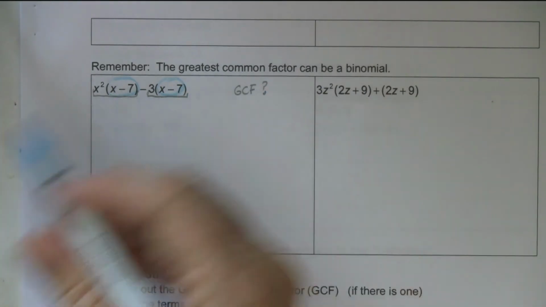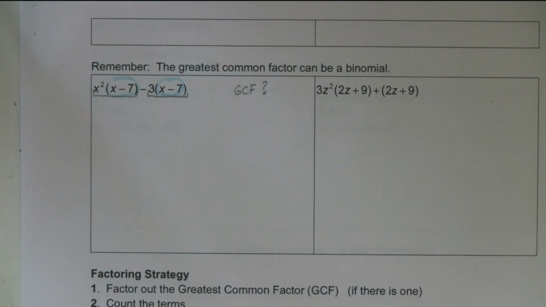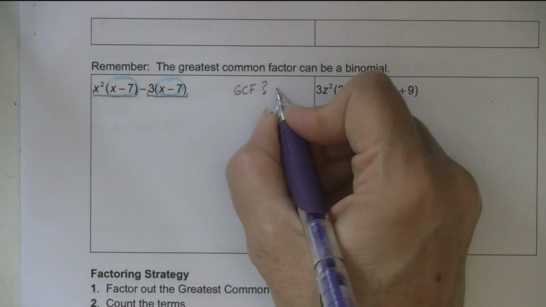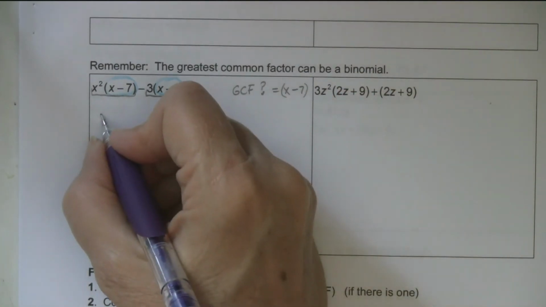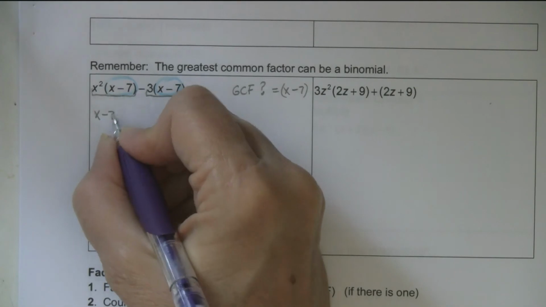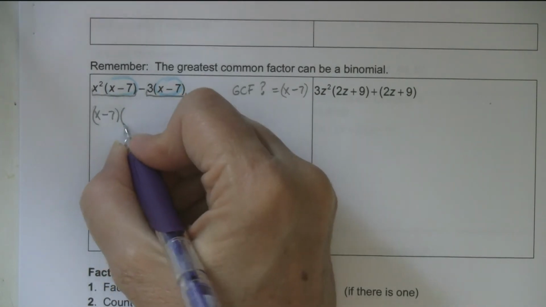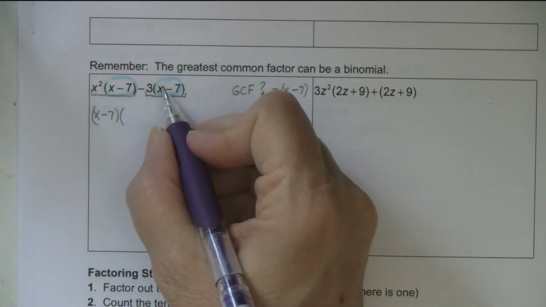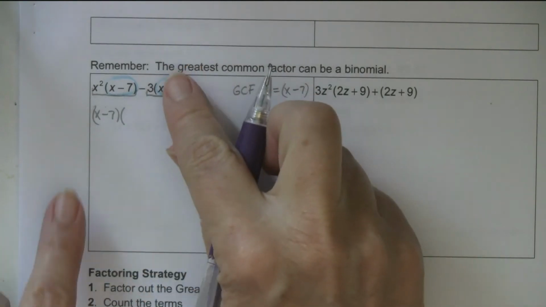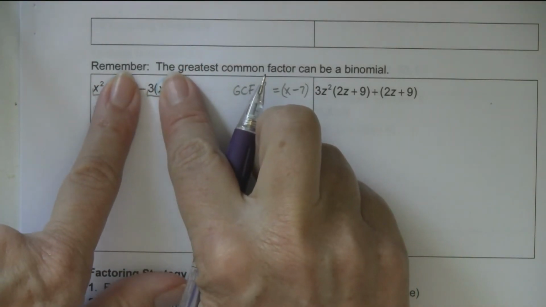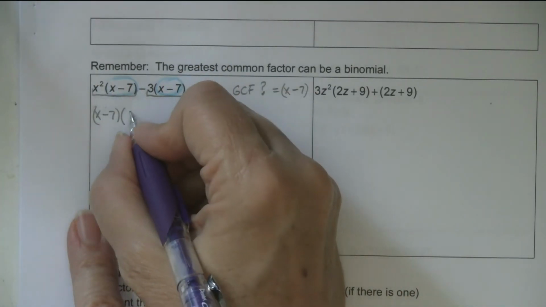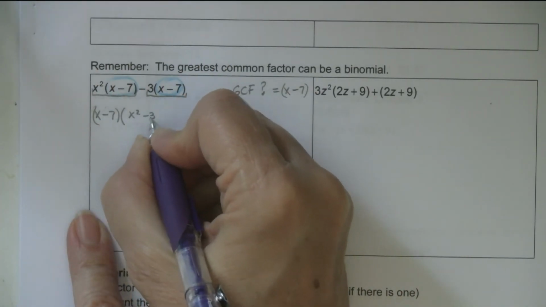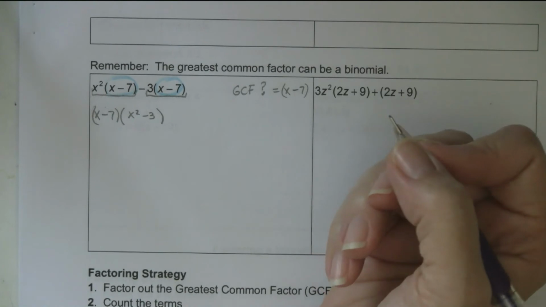Right? And remember what you do with the greatest common factor. So the greatest common factor is x minus 7. You put it in the front. So there's the x minus 7 in the front. And then you pull off the x minus 7 from both pieces. So when I pull it off, pull it to the front, I'm left with x squared minus 3. X squared minus 3. And then I'm all done.